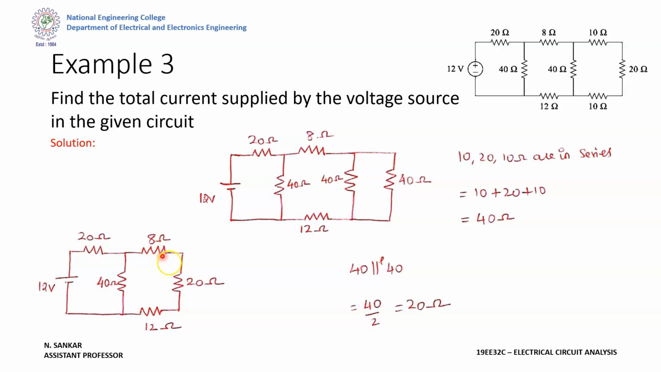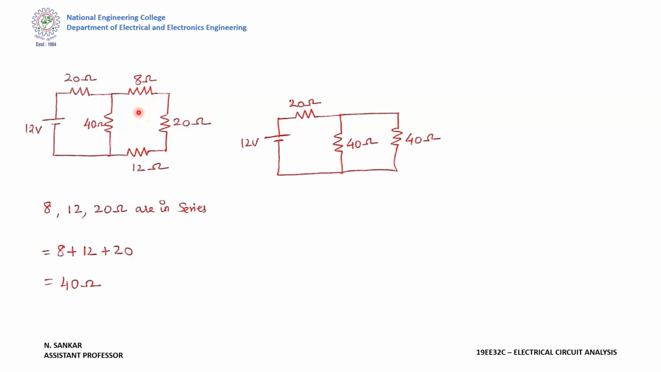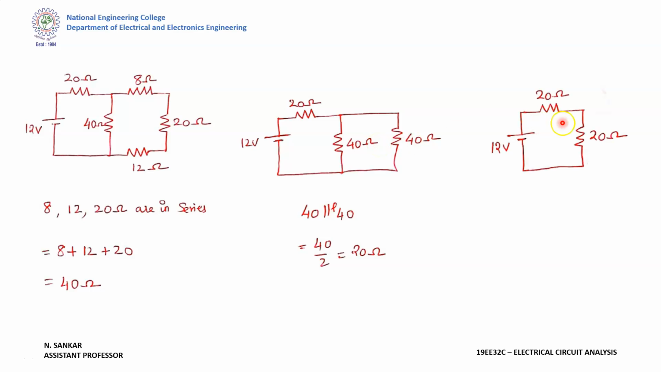So now 8 ohm, 12 ohm, 20 ohm are in series. Just add the resistors, 8 plus 12 plus 20, that is equal to 40. Now replace these three resistors by 40 ohm like this. Now again 40 ohm in parallel, so the answer will be 40 by 2, that is 20 ohm. Again replace these two resistors by 20 ohm. Now the 20 ohm resistors are in series. Just add 20 plus 20, which will be equal to 40 ohm.